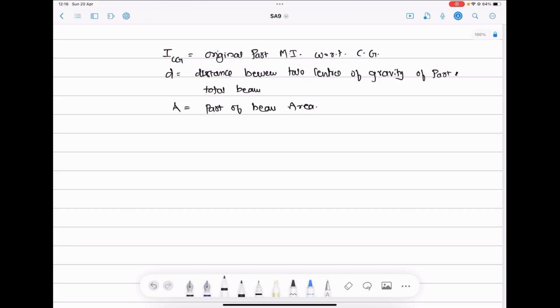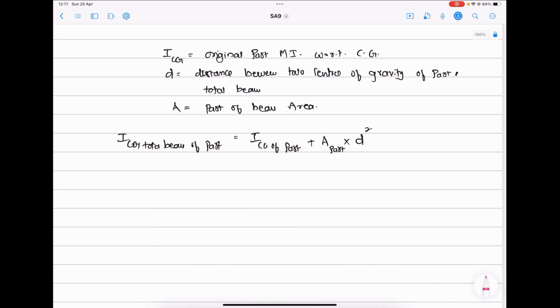Then ICG with respect to the total beam of the part, which I have explained clearly in my previous example. ICG of the total beam of the particular part is equal to ICG of the part plus the area of the part into the distance between the center of gravity of the part and the center of gravity of the beam, that is D square. Please remember this. In any book it will be written this way, and this is the way you have to remember.